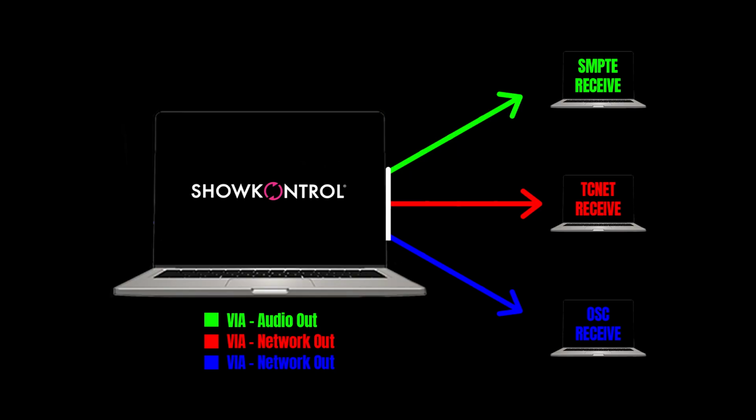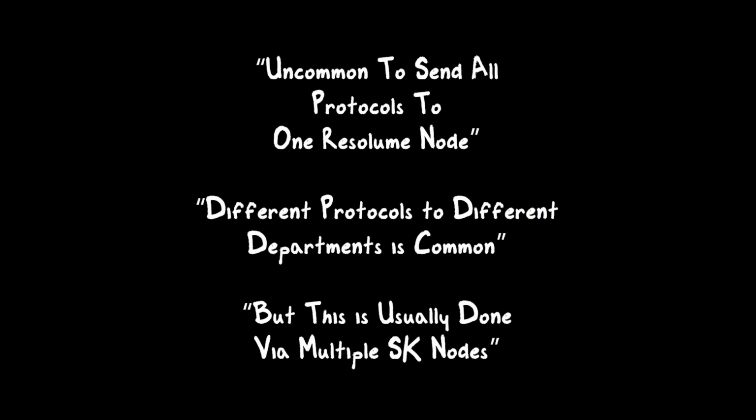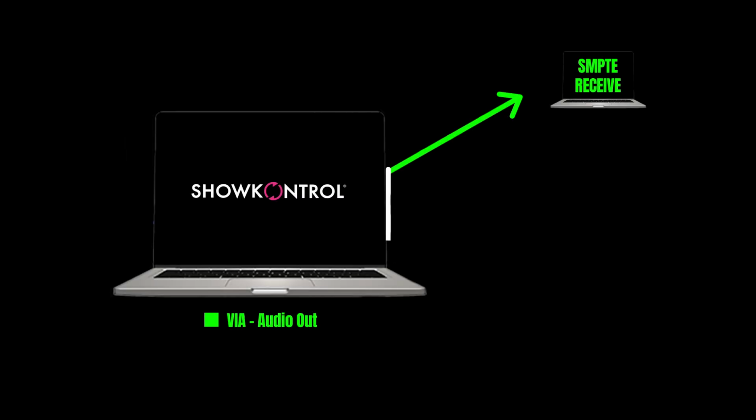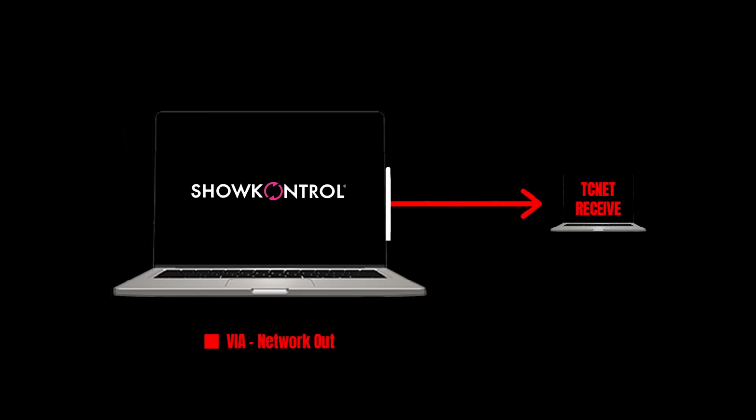I want to quickly mention that you absolutely can send SMPTE, TCNet, and OSC simultaneously, so we could have kept the interface plugged in. I wanted to remove it from the equation, so setting up TCNet and OSC is just more straightforward. There really isn't too many circumstances where you would need to send all 3 protocols, but it is possible. Now, instead of using an interface to send an audio signal to Resolume, we will be using an Ethernet cable to send TCNet to the Resolume machine.